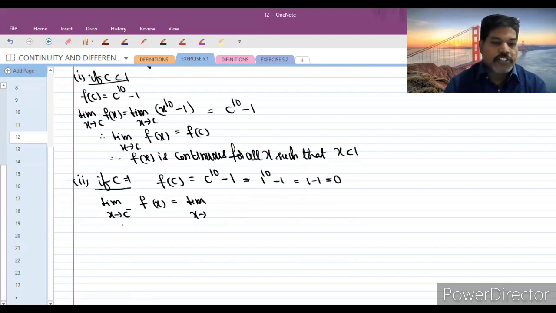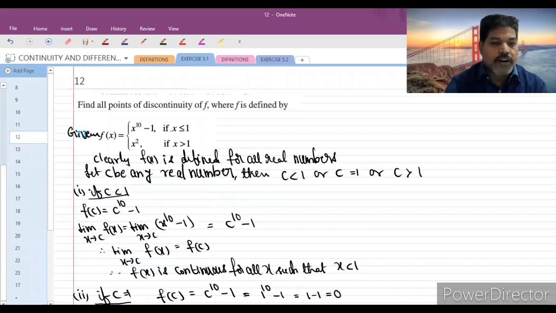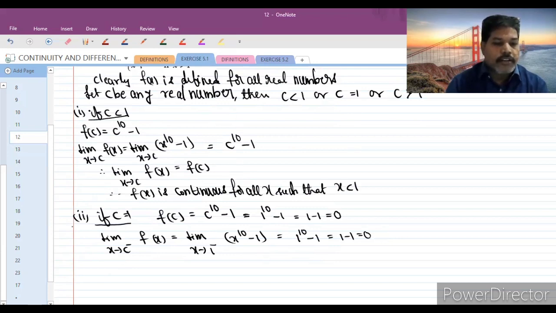So here, limit x tending to 1 minus of f of x. In the given problem, what is the x value? x is less than 1. f of x value will become x power 10 minus 1. If you apply the limit, it will become 1 power 10 minus 1, that is 1 minus 1, it will become 0. So next we can take the right hand limit.